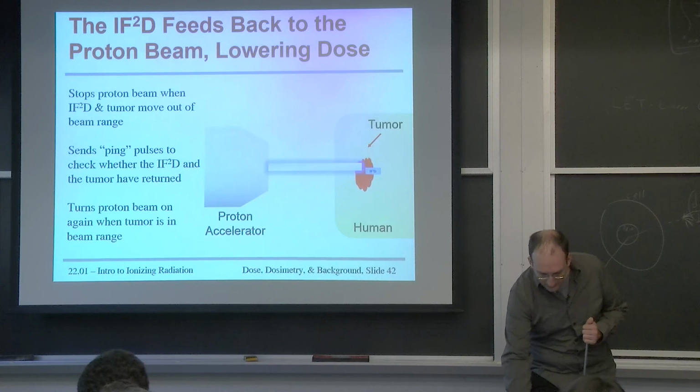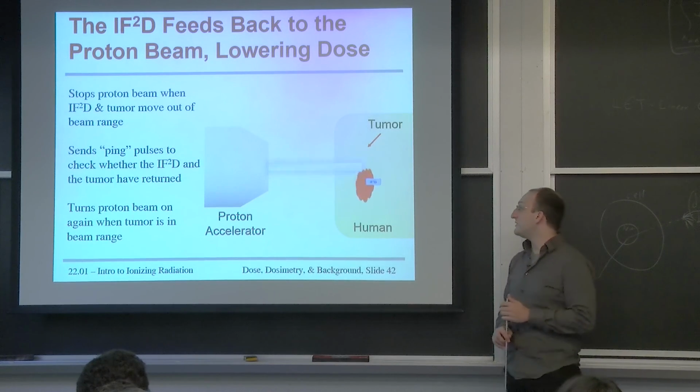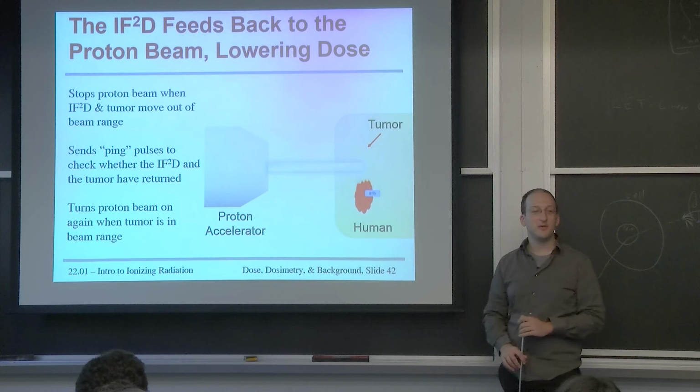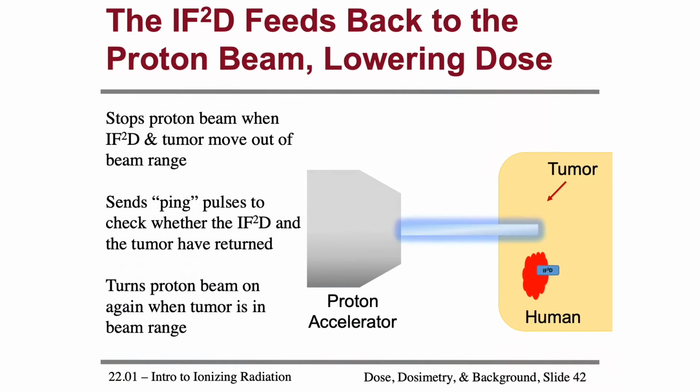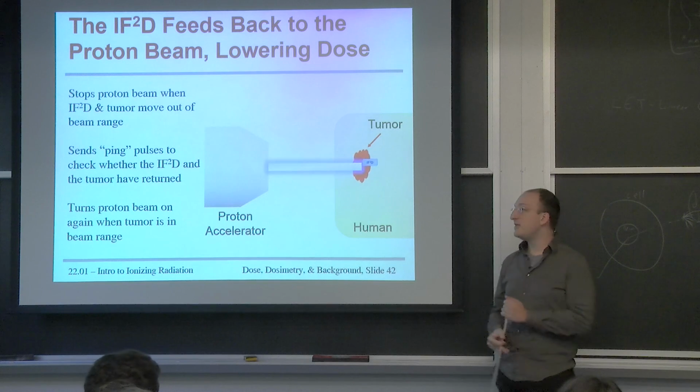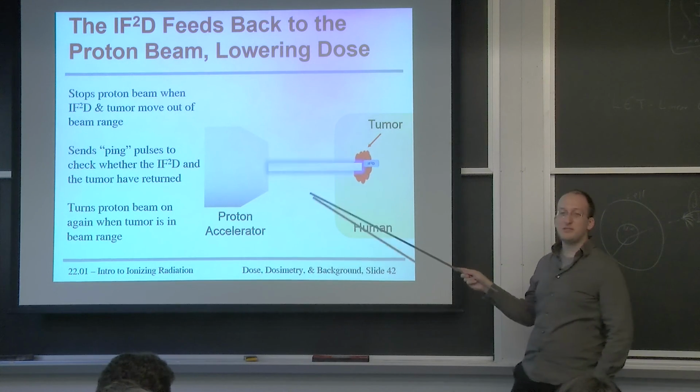And I'm going to skip all the way to the end to say how this would work. So let's say you had one of these IF2D dosimeters implanted in your tumor, and your heart was beating, or your lungs were breathing, or you were digesting something. You could then feed back this information to the proton accelerator to shut the beam off when the tumor moves out of range. And send in tiny little pulses to say, hey, are you there?